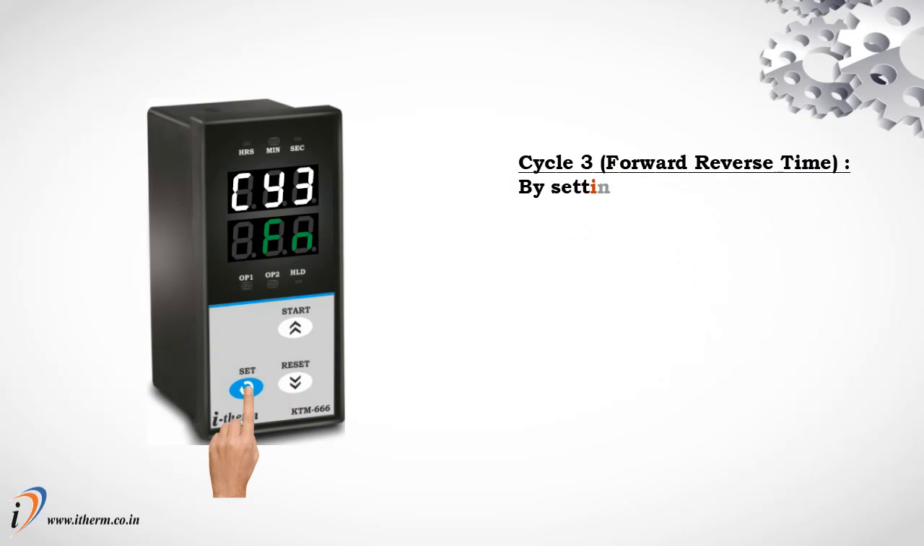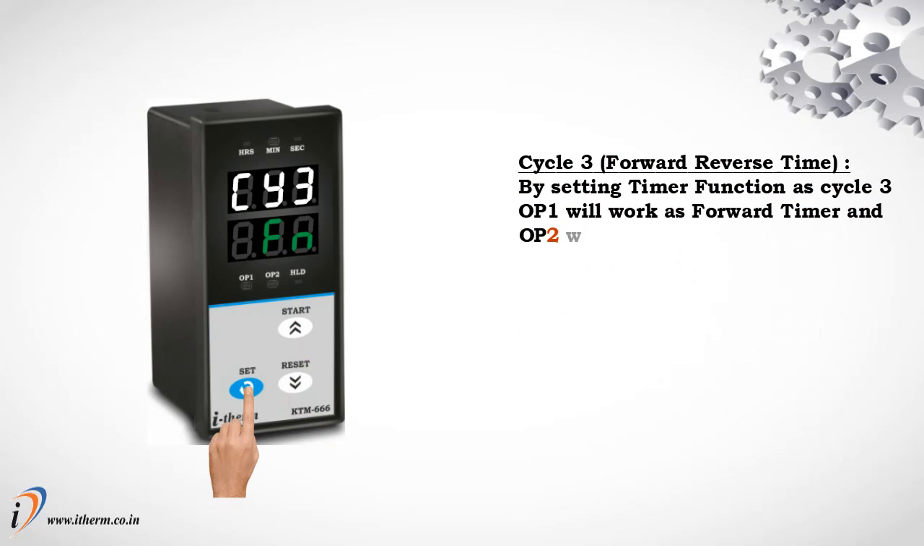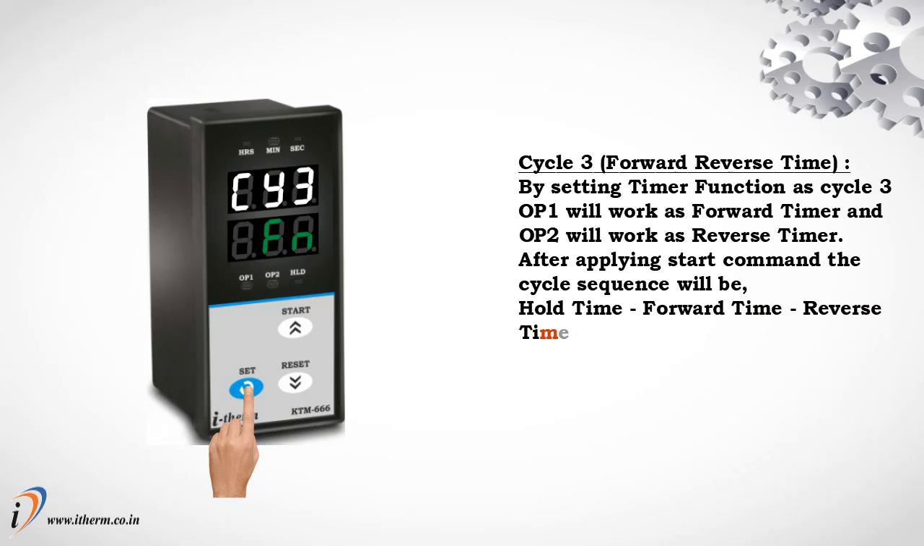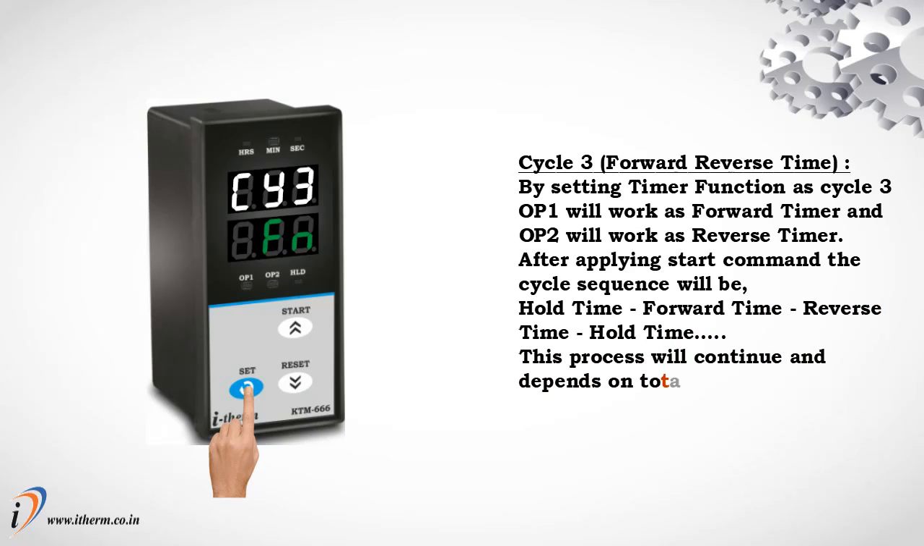Cycle 3, forward reverse time. By setting timer function as cycle 3, output 1 will work as forward timer, and output 2 will work as reverse timer. After applying start command, the cycle sequence will be hold time, forward time, reverse time, hold time. This process will continue and depends on total time parameter in user list.